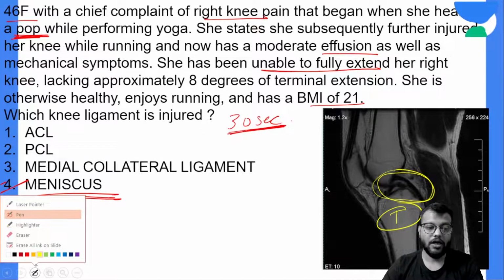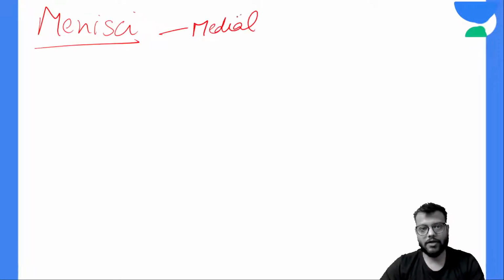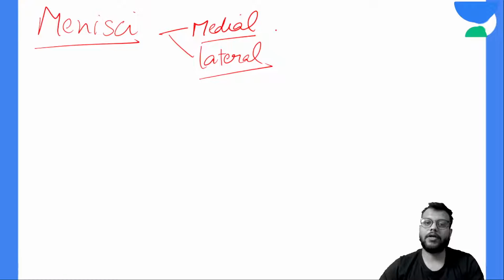Now there are certain important clinical things that you should know about the menisci, about the clinical features and the injury. First, there are two types of menisci: the medial menisci and the lateral menisci. Of the two, the medial menisci is more important because it is the more frequently injured.